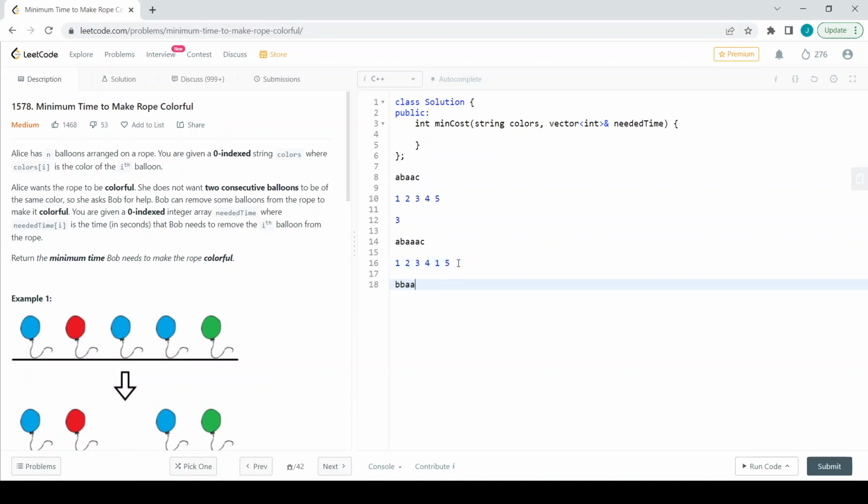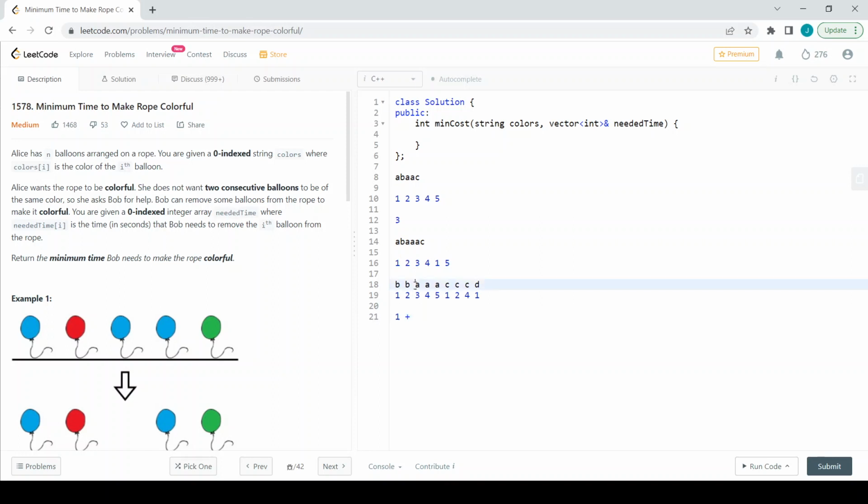So B, B, A, C, C, C, D. For this, let us have times 1, 2, 3, 4, 5, 1, 2, 3. As you can see, here we have two consecutive balloons. Two consecutive balloons means we remove n minus 1, so 2 minus 1, which is 1. So we will be removing the first balloon with the minimum time 1.